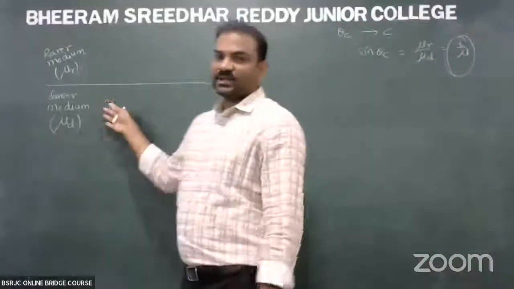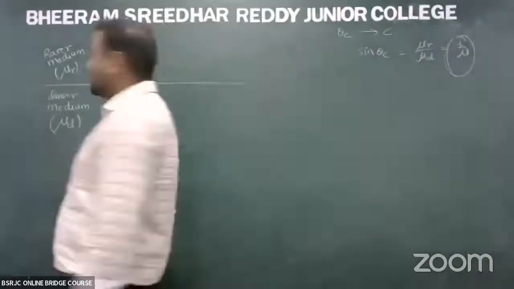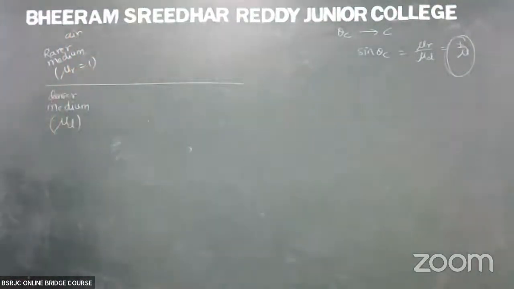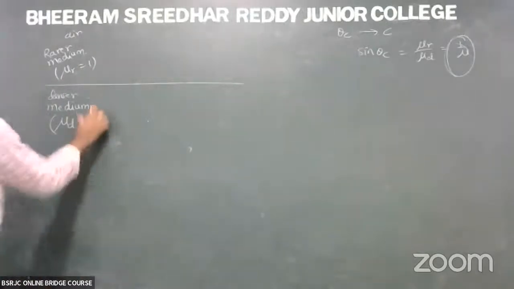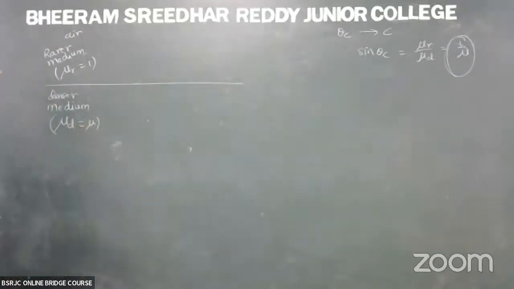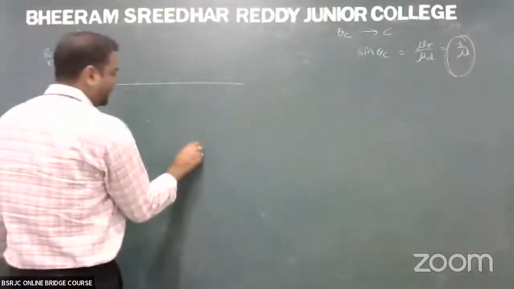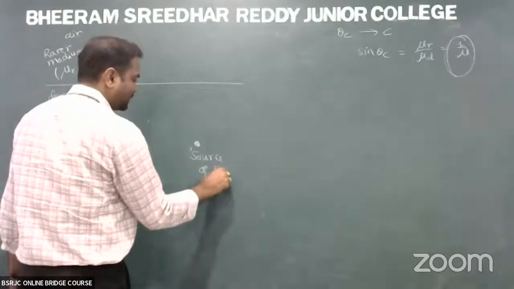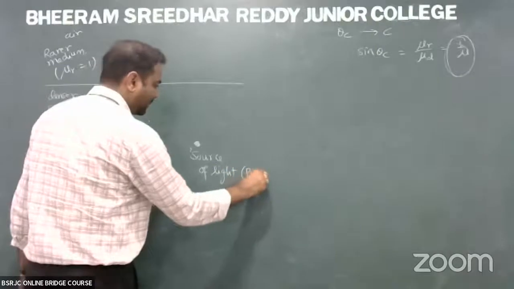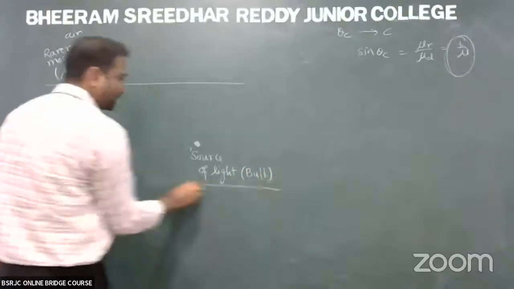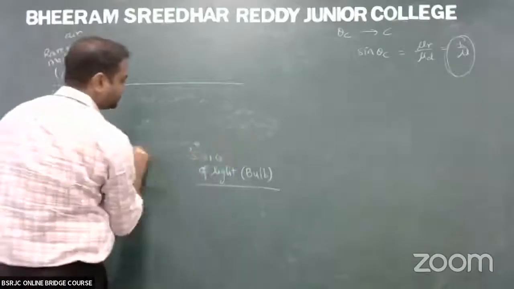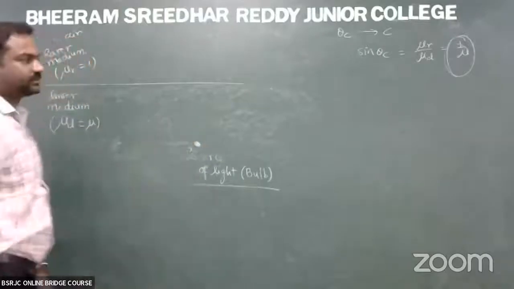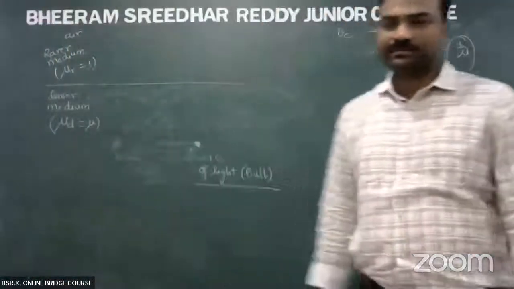But in general, I am writing it as denser medium to rarer medium. So let us say rarer medium is air. If rarer medium is air, then rarer medium refractive index is 1. Denser medium refractive index I am taking as some mu. Now if I am keeping one source here, this is the source of light, simply I write down as bulb. I am keeping the bulb inside water. Imagine that this is water. Okay, this is the bulb inside the water.